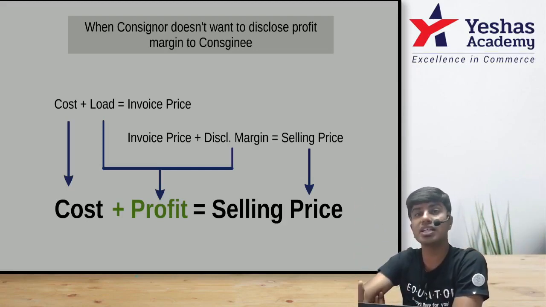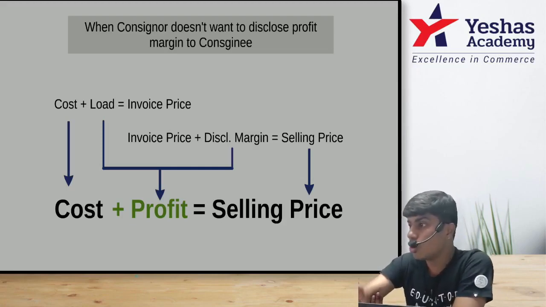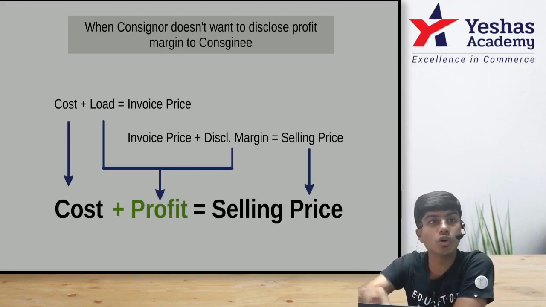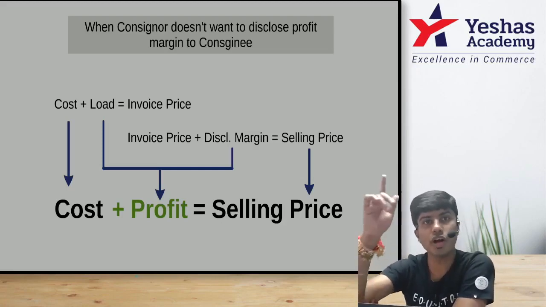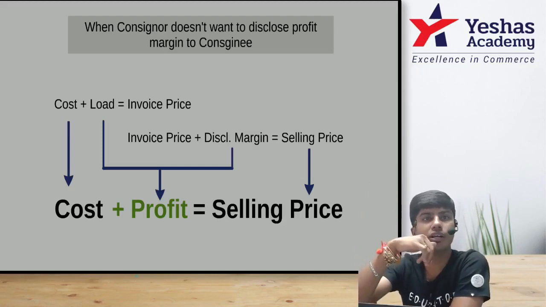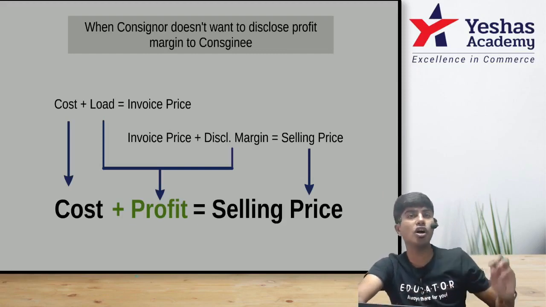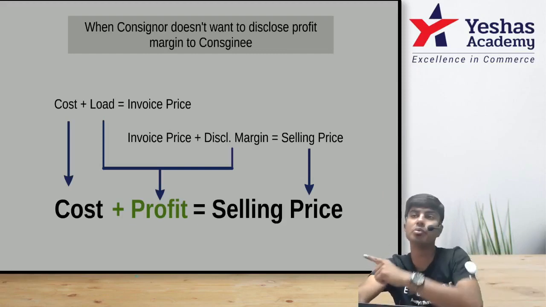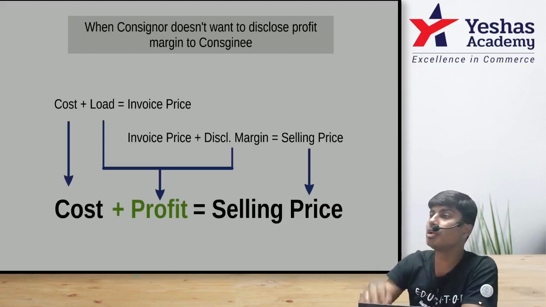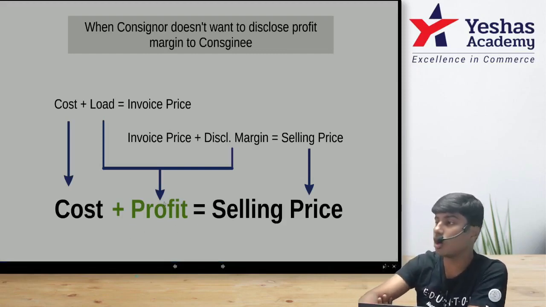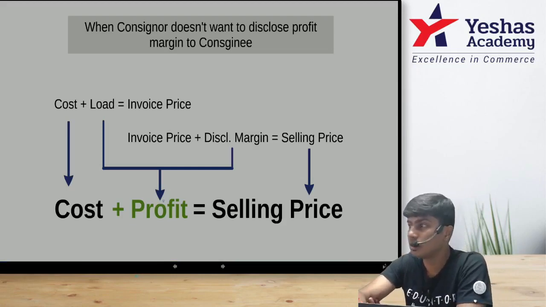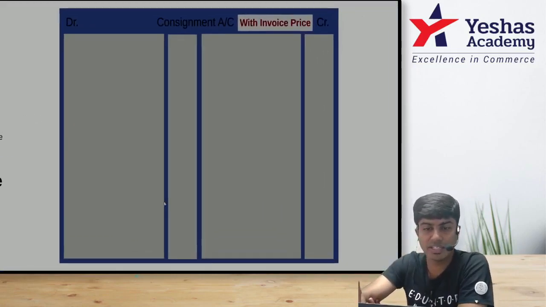So whenever goods are sent on consignment at invoice price, goods sent, opening stock, closing stock, everything will be at invoice price. We need to remove the load on the opposite side. Opening stock is on the debit, load is removed on the credit. Goods sent on consignment is on the debit, load is removed on the credit. Closing stock of inventory is on the credit, load will be removed on the debit. Always load will be removed on the opposite side of the consignment account. Everyone understood? Fantastic.